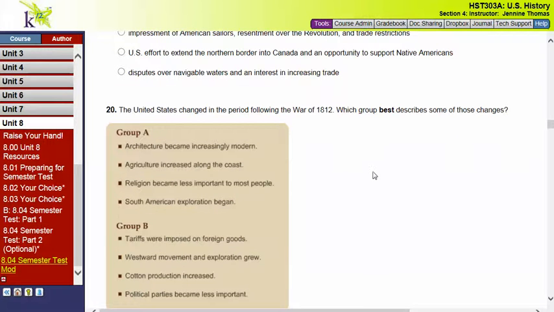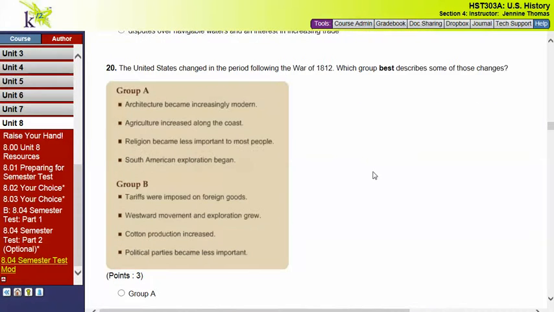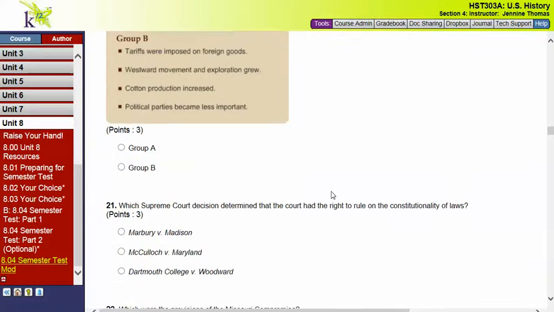Number 20, the United States changed in the period following the War of 1812. Which group best describes some of these changes? Is it Group A? Architecture became increasingly modern, agriculture increased along the coast, religion became less important to most people, and South American exploration began? Or does Group B better fit this time period following the War of 1812? Tariffs were imposed on foreign trade, westward movement and exploration grew, cotton production increased, and political parties became less important. Group A or Group B?